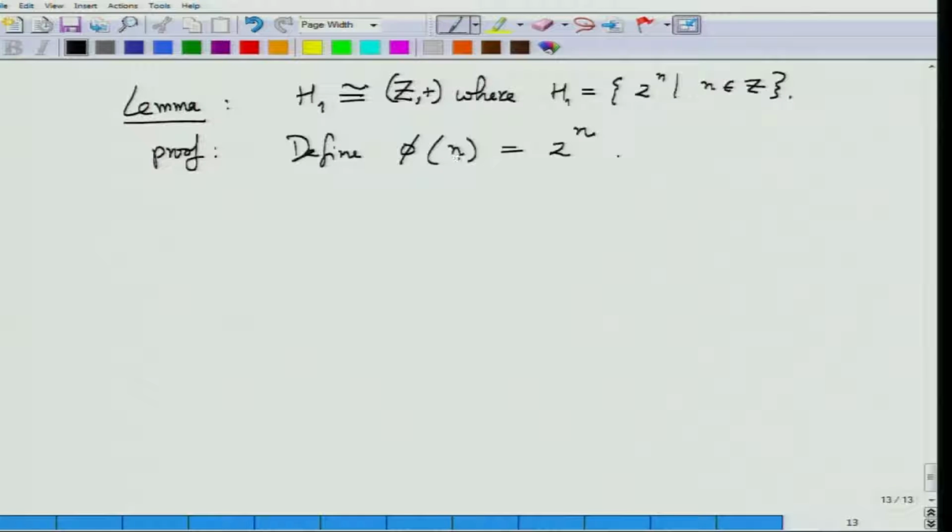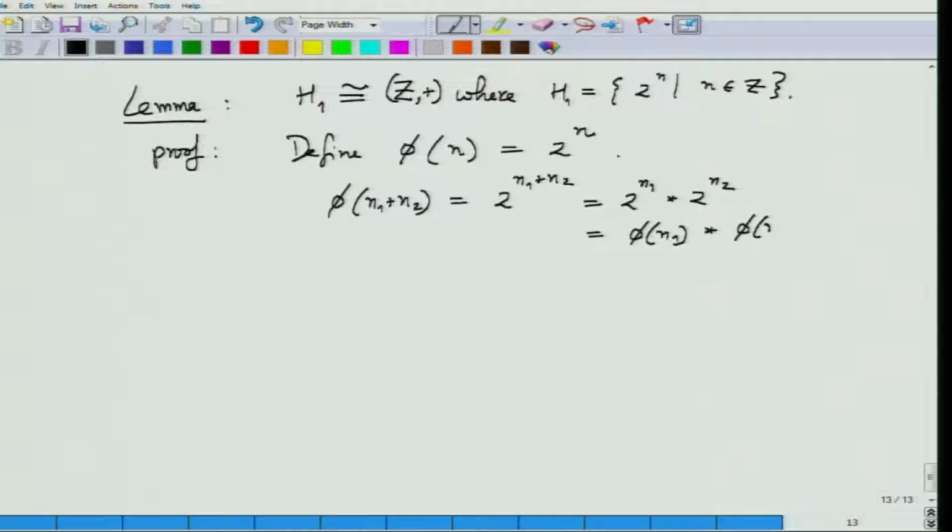If in the domain you add two numbers, say n1 and n2, so you consider phi of n1 plus n2, it is by definition 2 to the n1 plus n2, and that is 2 to the n1 times 2 to the n2. This is phi of n1 times phi of n2. So it preserves the group operation. It is a 1 to 1 and onto map, and that's precisely the definition of an isomorphism of groups.